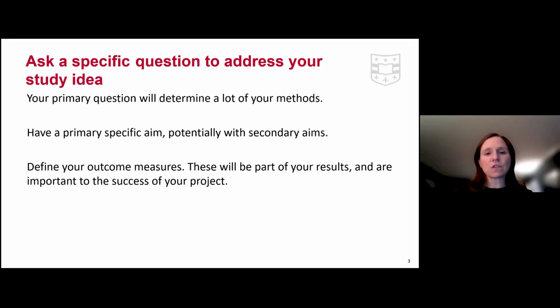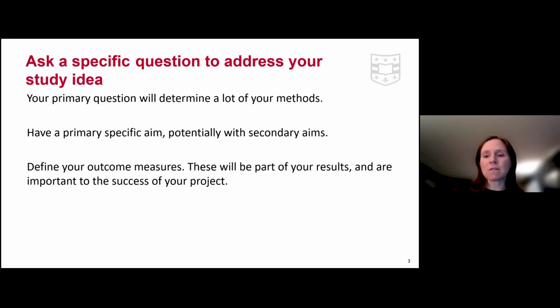The question session that you had last is super important because your primary research question will determine a lot of your methods. You want to have one primary specific aim, and then you may have secondary aims. The reason I mention that terminology is that specific aim is terminology NIH uses, and for any grant, you have to submit an aims page. Other organizations will sometimes take that language and ask for that as well. It's really what is the overarching goal of your project for that main specific aim.